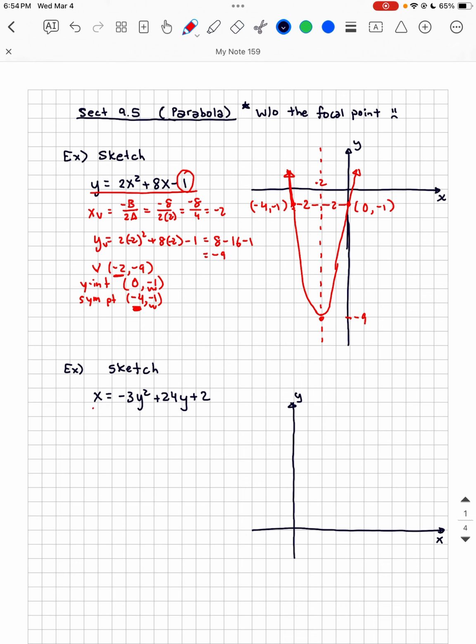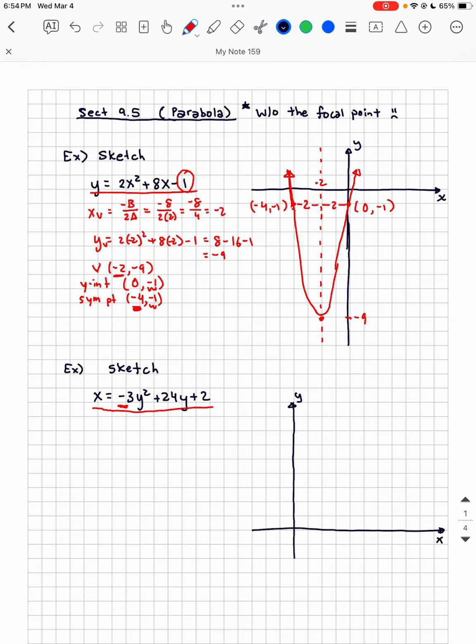So in this case, it's going to say x is equal to negative 3 times y squared plus 24y plus 2. To help you visualize what's going to happen, we're going to switch x and y. So that tells me that the parabolas are going to open either to the left or to the right. And in this case, I'm thinking it's going to open to the left because of this negative 3 over here. So let's go ahead and test that theory.